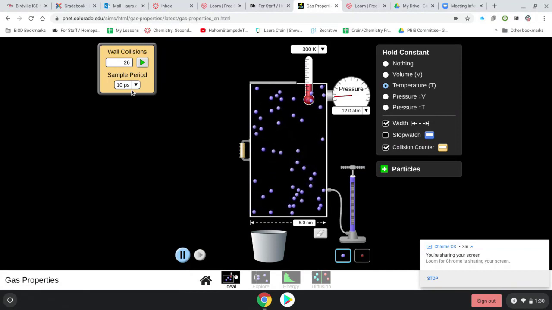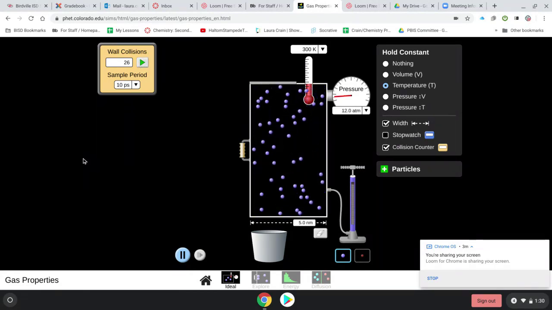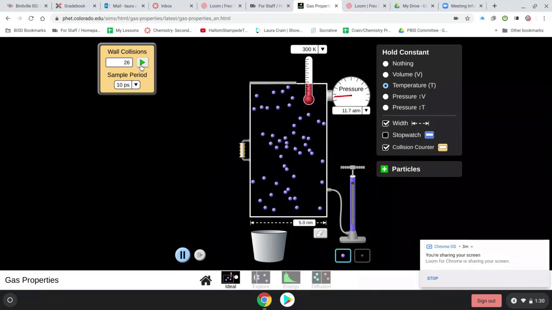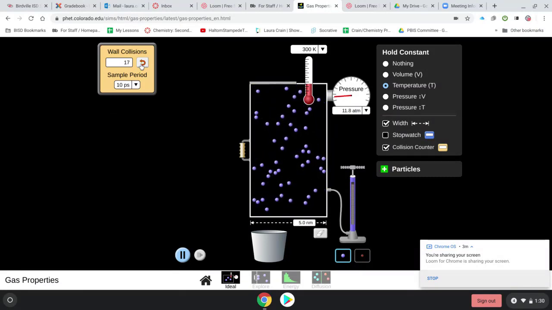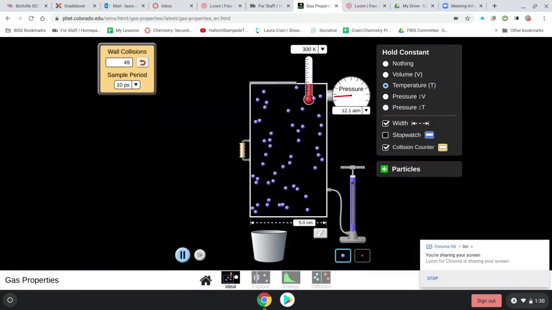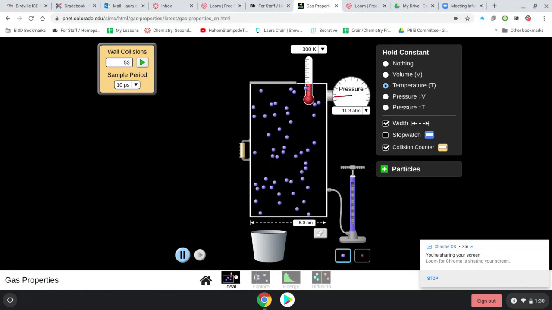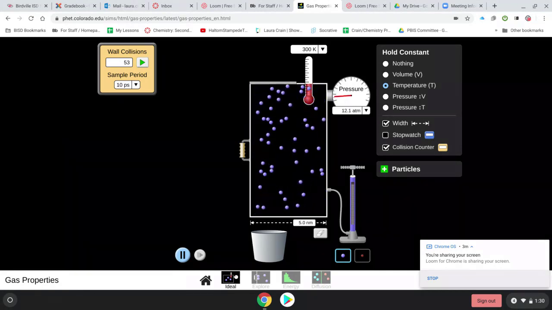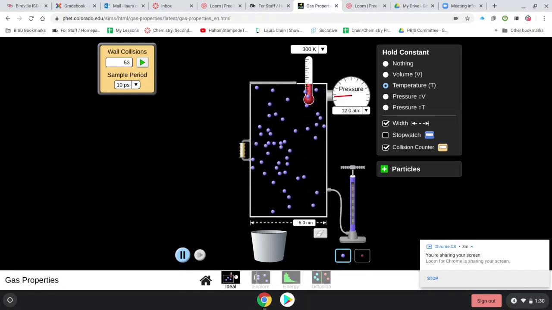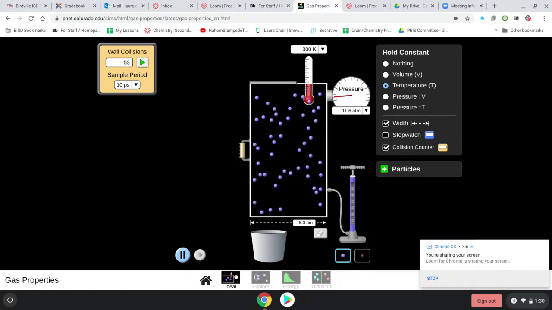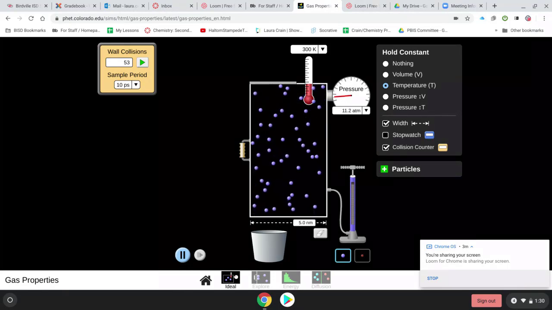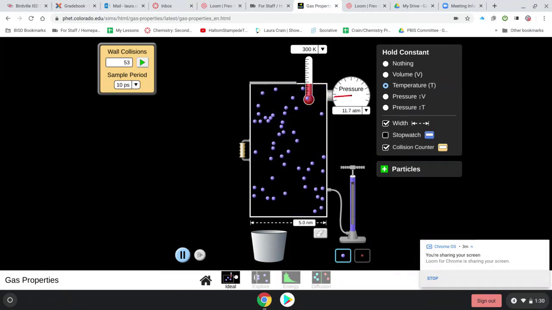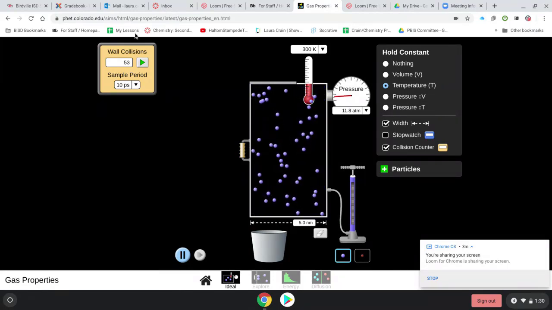All right, now let's check our wall collisions. We had 26 collisions in 10 picoseconds before. Let's check it again. Whoa, look at that. We've almost exactly doubled the number of collisions, which should make sense because if we've doubled the pressure, the number of collisions happening should be about double as well. That's how Boyle's law works.